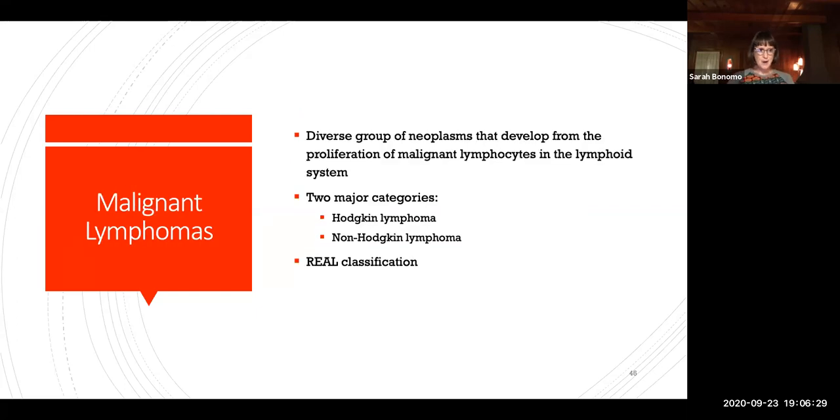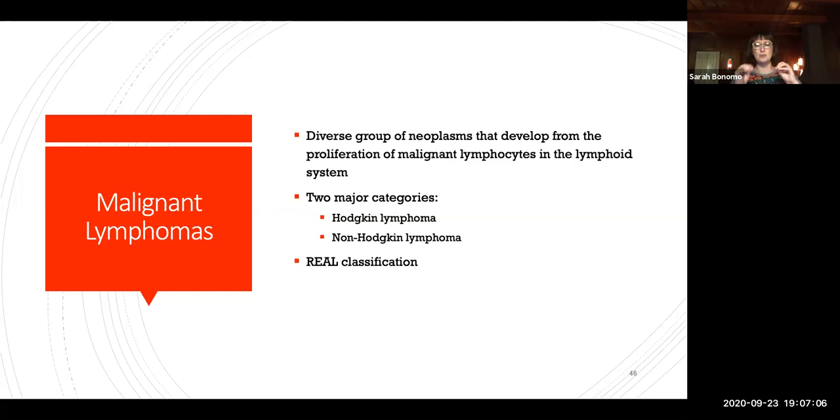Okay, so let's talk about malignant lymphomas. This is when we have a problem with the lymphocytes in the lymphoid system. Typically, there are two major categories. So we talk about Hodgkin lymphoma and non-Hodgkin lymphoma. There's been a new classification system that's been pretty recently developed called the REAL classification. We'll talk about that, but this is really the most common blood cancer that occurs in the United States. It is with Hodgkin lymphoma.